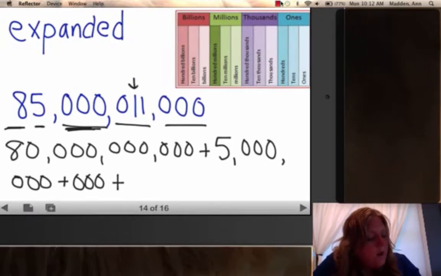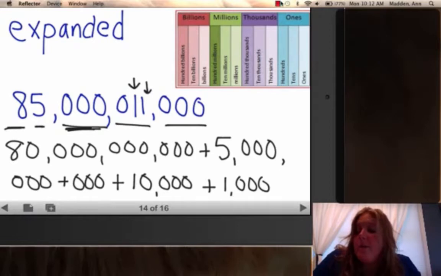I've got a 1 here. That 1 means 10,000 plus my second 1 here means 1,000. And I don't need to write any more because I have zeros. So our number is 80 billion plus 5 million plus 10,000 plus 1,000.